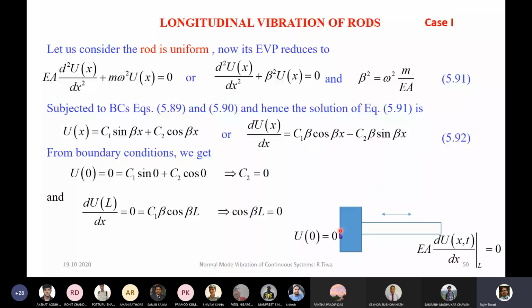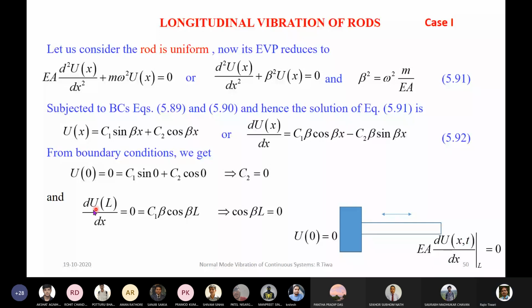Now we will apply the boundary conditions. First this one: u is equal to 0 because it is fixed and displacement is 0. If you put x equal to 0 here, the first term will be 0. That means it will give us C2 equal to 0 because cos 0 is 1. So we got C2 equal to 0, so this quantity is 0. Now in the second boundary condition, because this is a homogeneous boundary condition, EA has no meaning because anyway this cannot be 0. So we are satisfying this part only.